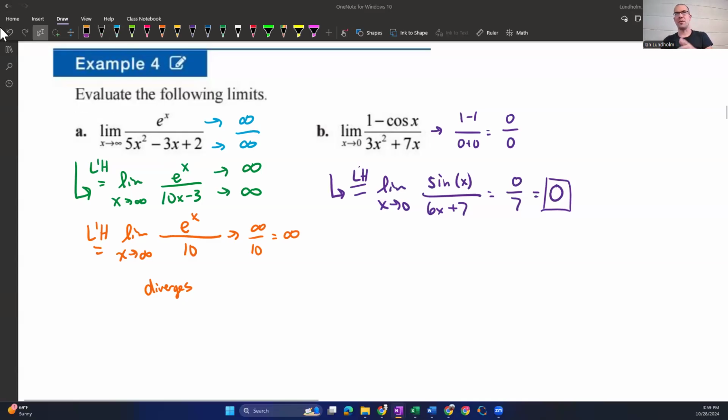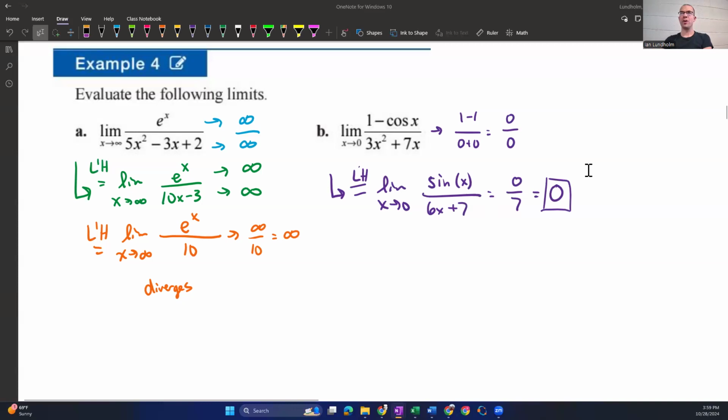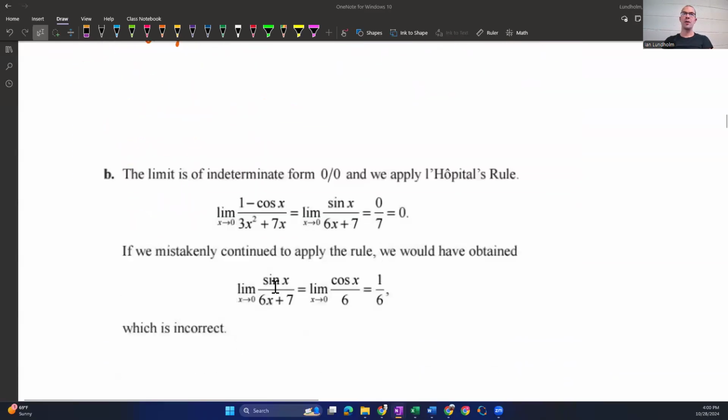What I want to caution you against, and this is coming from the book, is if you were to accidentally get into a roll, maybe the last problem that you did L'Hopital's rule twice, and you're like, it felt good to get that 10x out of there and turn it into a 10. Maybe I should do that on this problem too. If you did L'Hopital's rule one more time on this, notice that you would get something different. So this is the way that we worked it out, and we got 0 over 7 equals 0.